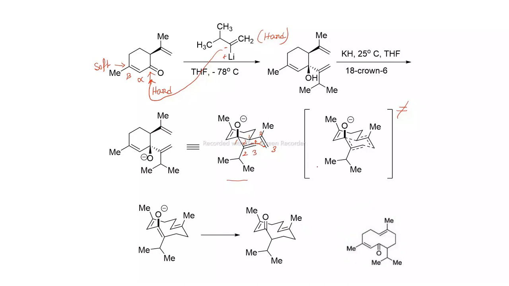So the stereochemistry is basically decided by this particular bond. See, this bond and this methyl group, these two are on the same side. That's why we get the product. This CH2 and this methyl group are on the same side, so we'll get the corresponding stereochemistry here.